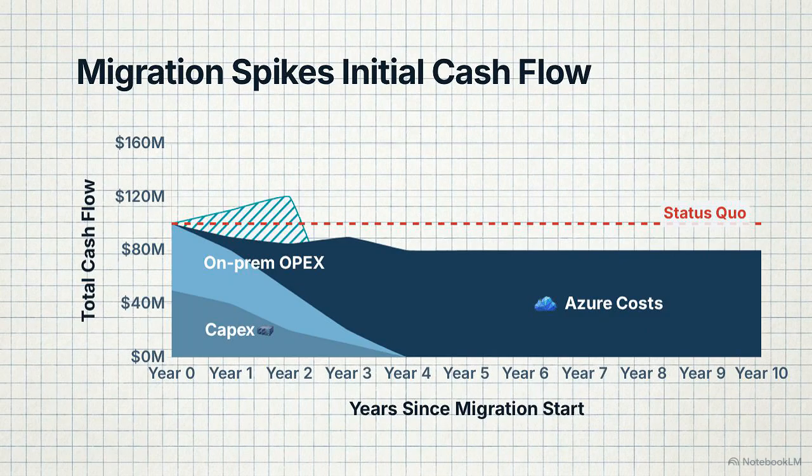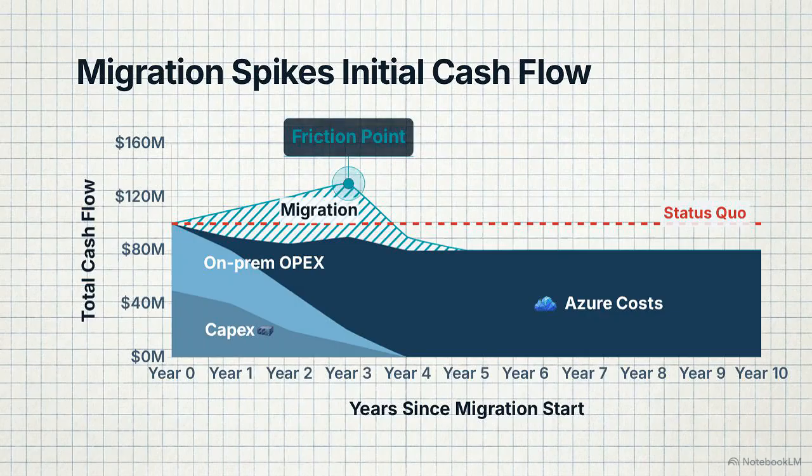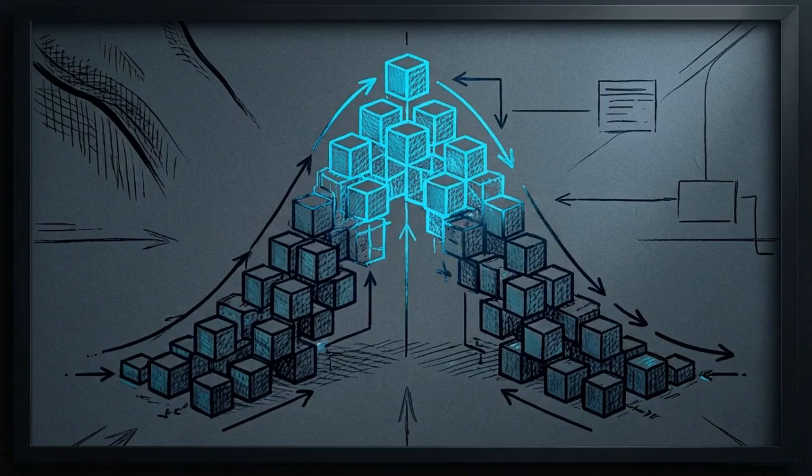Here is the critical friction point in the transition. Notice exactly what happens in the first 3 years. The total outlay peaks, pushing our cash flow well above the red dotted baseline of our original status quo. This upward spike is known as the migration bubble.